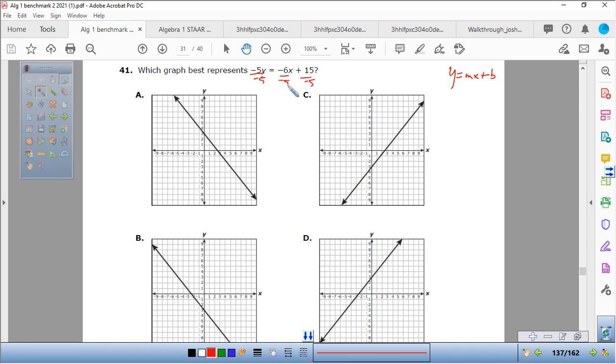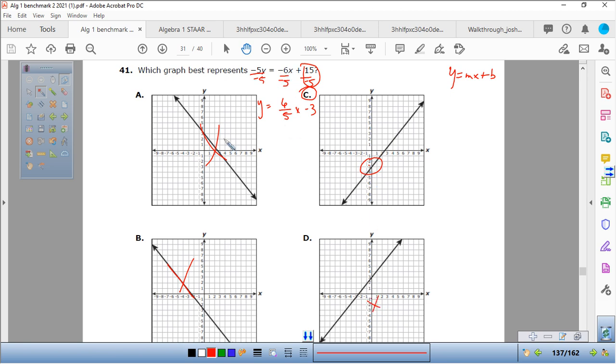Divided by -5, okay? This gives me y equals a positive 6/5 x, and then -3, going through a -3. There's my answer. Did you see that? That's your y-intercept, guys. I just checked that one. It's not this one.